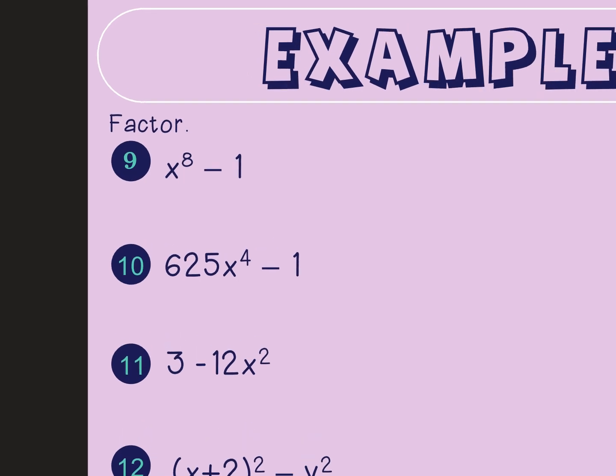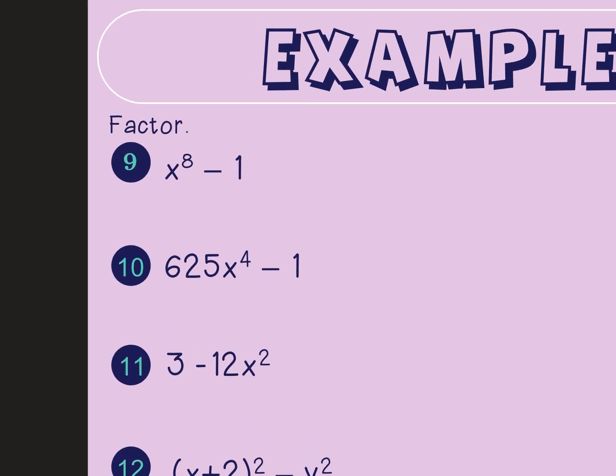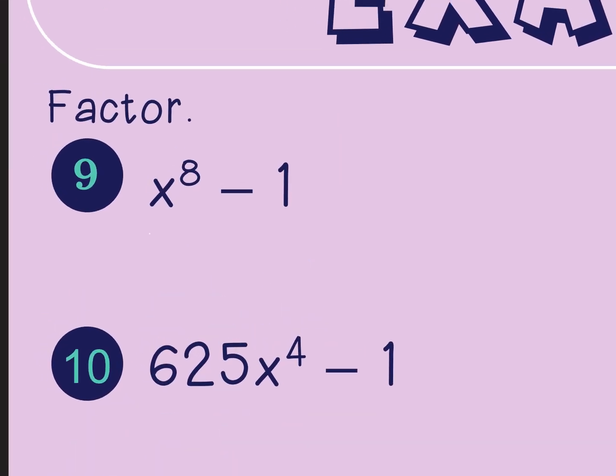All right, here's some more examples we're going to factor here. Well, let's talk about this. X to the 8th minus 1. What can I do with x to the 8th minus 1? I could break this down, and x to the 4th minus 1, x to the 4th plus 1. All right, that'll work. That's good.